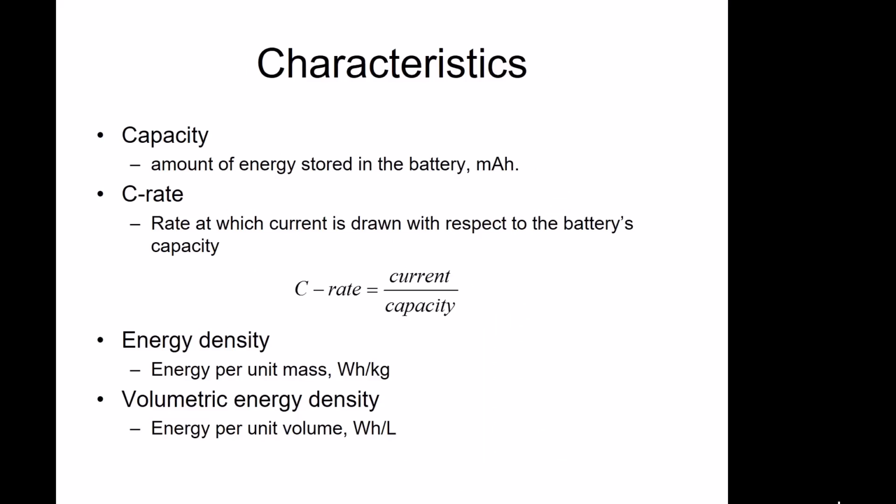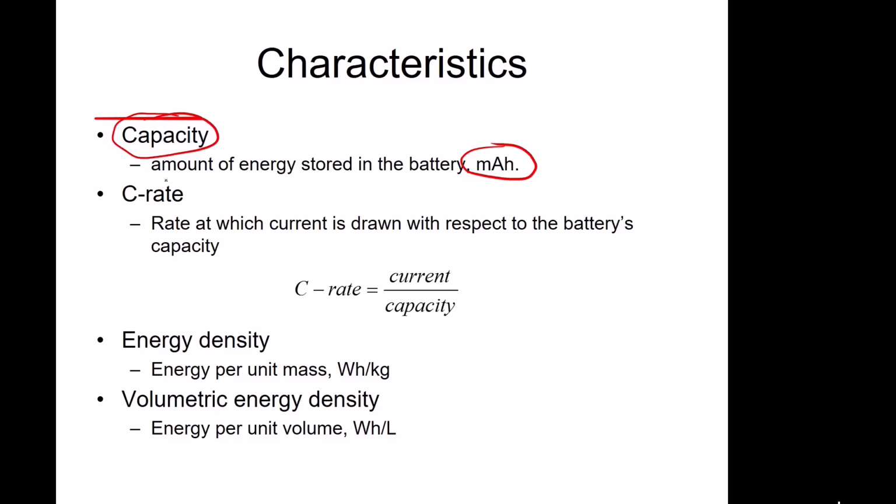In terms of terminology of a battery, we have these different characteristics. We have the battery's capacity, and the capacity is the amount of energy it's stored, and it's quoted usually in milliamp hours. So if you have 1000 milliamp hours, that means you can produce 1 amp of current for 1 hour with that battery.